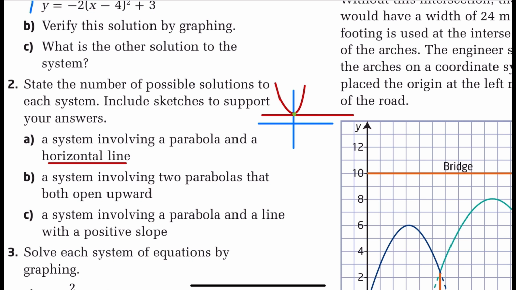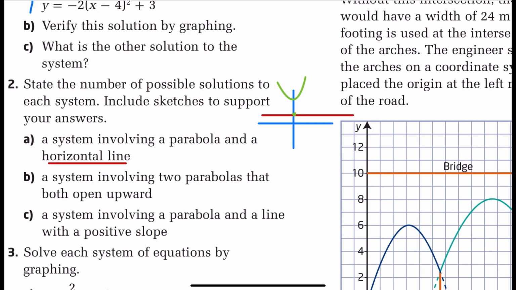Another example is if our parabola is a little bit far away from the line. Let me remove the parabola. Suppose my parabola is a little bit up. So this is my parabola. In this case, there is no solution. We can see there is no intersection between the two graphs, so there is no solution for our system.